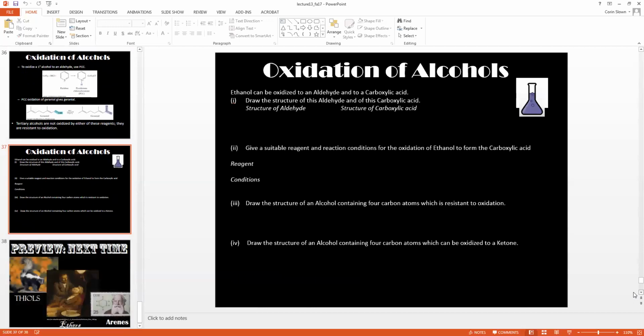As a recap, let's consider the following problem. Ethanol can be oxidized to an aldehyde and to a carboxylic acid. Draw the structure of the aldehyde and the structure of the carboxylic acid. Then, think about a suitable reagent and reaction conditions for the oxidation of ethanol to form the carboxylic acid. Finally, draw the structure of the alcohol containing 4 carbon atoms which would be resistant to oxidation. And last but not least, draw the structure of an alcohol containing 4 carbon atoms which can be oxidized to a ketone.